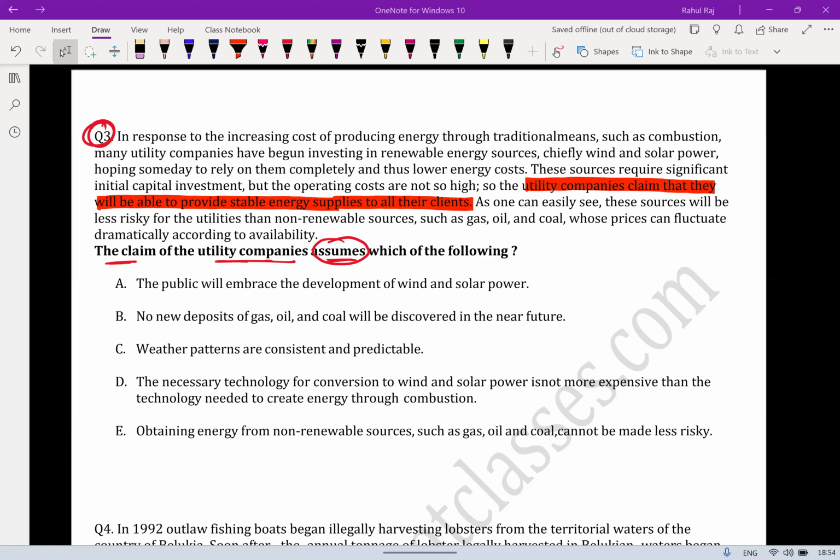So what is the claim of the utility company? That they'll be able to provide a stable source of energy to all their clients. And what energy are they talking about, if you can let me know? Are they talking about wind and solar power, or do you think something else? Anyone who feels that it is talking about some other energy over here? Please tell.